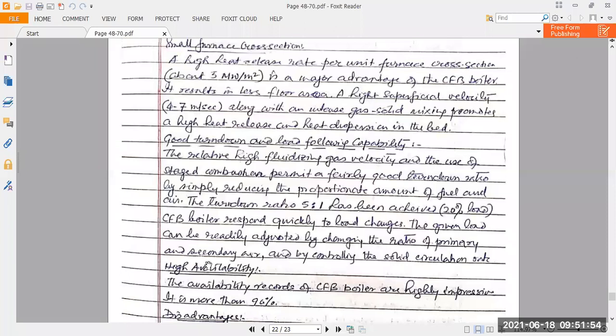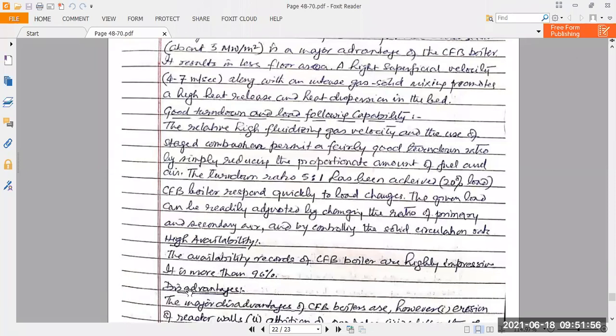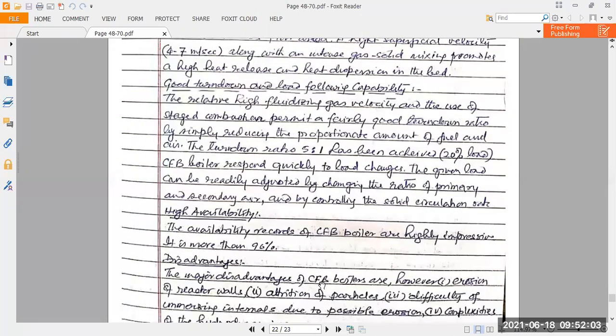High availability. The availability records of CFB boilers are highly impressive. It is almost 96%. So CFB boilers are most widely used.